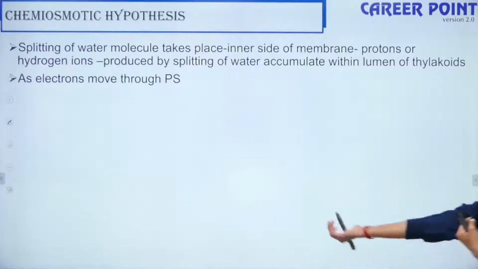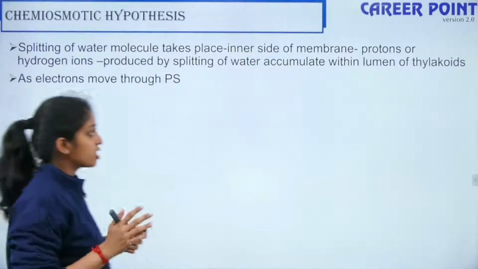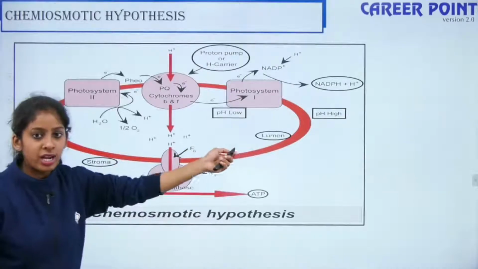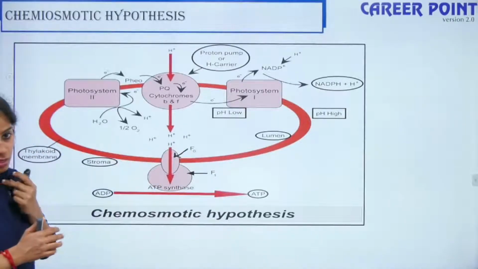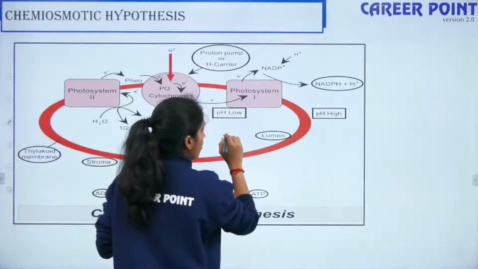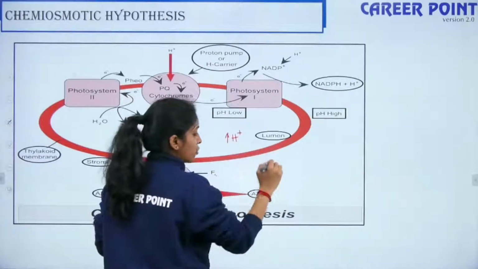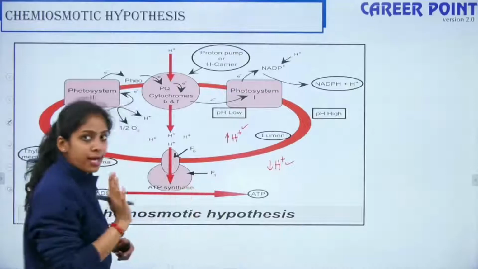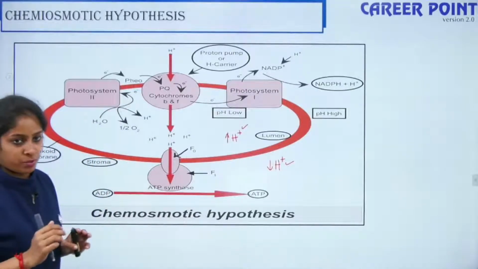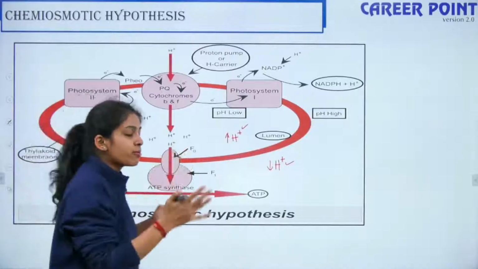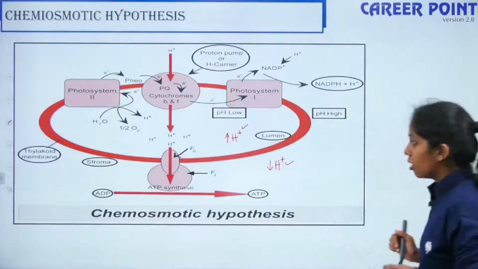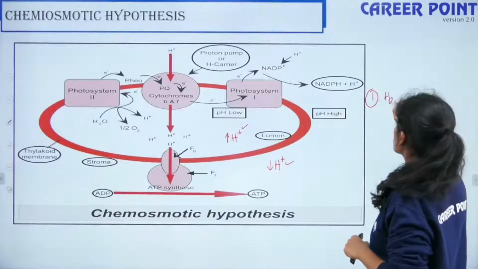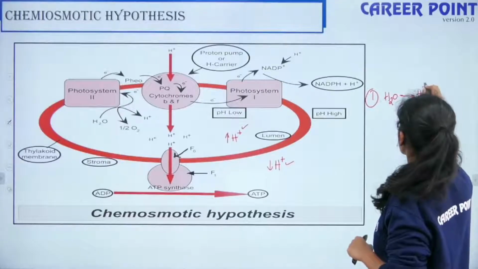So you have the stroma and the lumen. According to the chemiosmotic hypothesis, the lumen has more H plus ions and the stroma has less H plus ions. So a difference in concentration is set up. But now comes another question: how is it that the lumen has more H plus ion concentration? Number one, the lumen has more H plus concentration because of the splitting of water molecules.